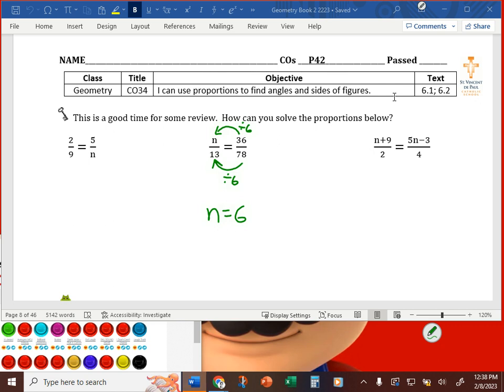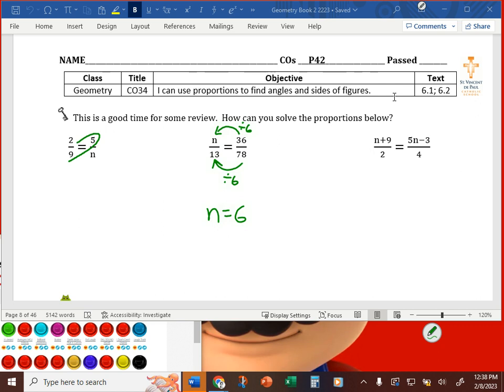Here we have 2/9 equals 5 over n. What is the fail-proof go-to method for solving a proportion that you've used before? I need you to raise your hand, please. We did it last year, and we're going to use it again this year once we get to our next unit. Kylie: Cross multiplication, or cross products.